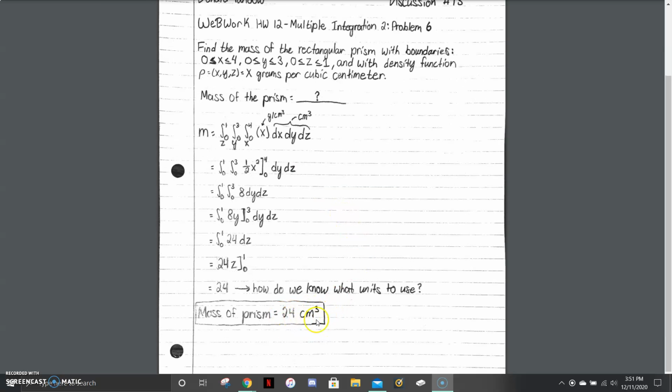I wrote the wrong unit here. My mistake. I was rushing through it. So that's supposed to say grams there, not centimeters cubed, but our mass of the prism is 24 grams, not centimeters cubed.